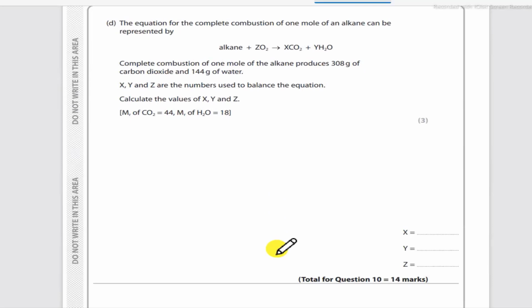The equation for the complete combustion of 1 mole of alkane can be represented by alkane plus Z oxygen gives X CO2 plus Y H2O. Complete combustion of 1 mole of alkane produces 308 gram of carbon dioxide and 144 gram of water. X, Y, Z are the numbers used to balance the equation. Calculate the value of X, Y and Z.